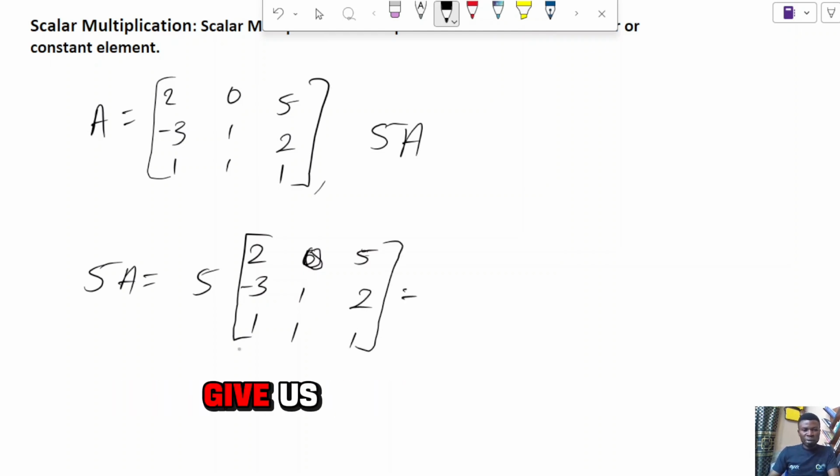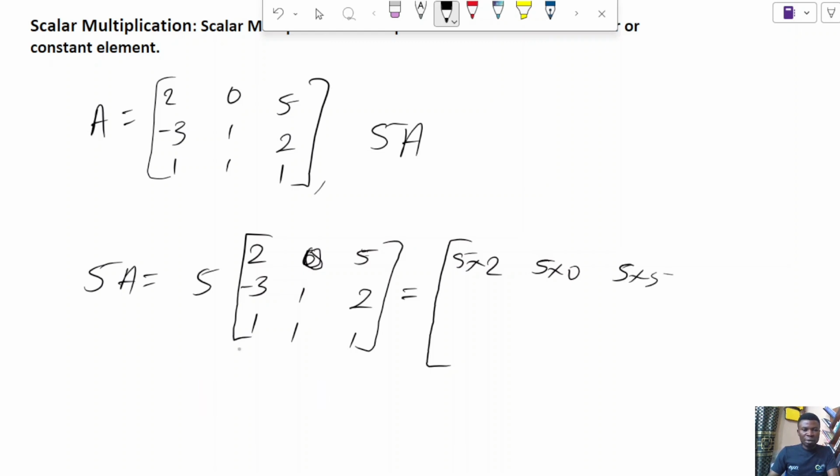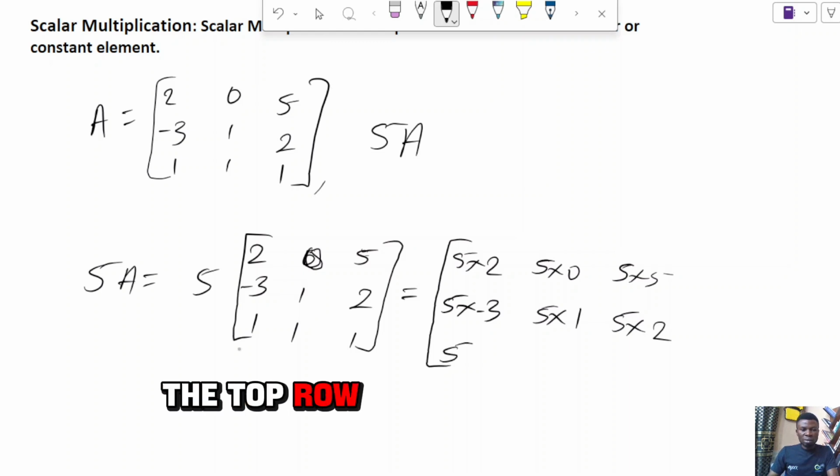Then when we multiply, this will give us 5 times 2, then 5 times 0, then 5 times 5. This is on the first row. Then on the second row, we have 5 times minus 3, 5 times 1, 5 times 2. This is on the third row. We have 5 times 1, 5 times 1, and then 5 times 1.